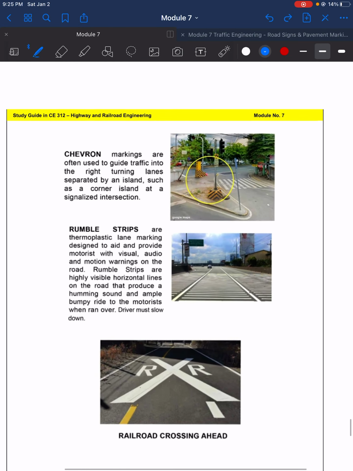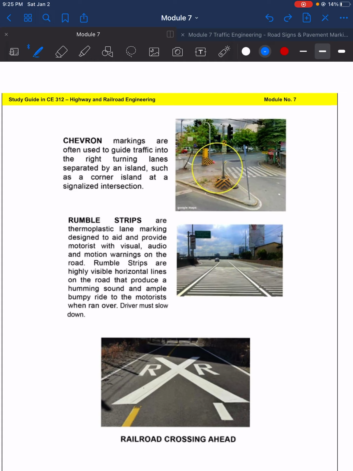Chevron markings are often used to guide traffic into the right turning lanes separated by an island, such as a corner island at a signalized intersection. So in this picture, we have the yellow circle. Those are chevron markings. So it guides the traffic into the right turning lanes. So we have there the right turning lanes.